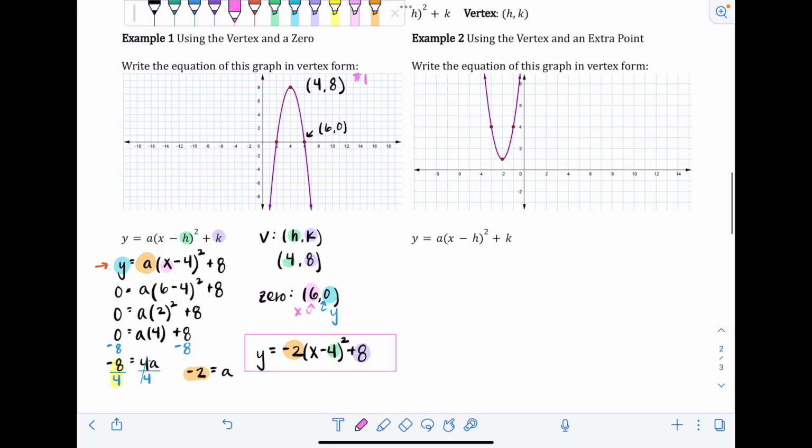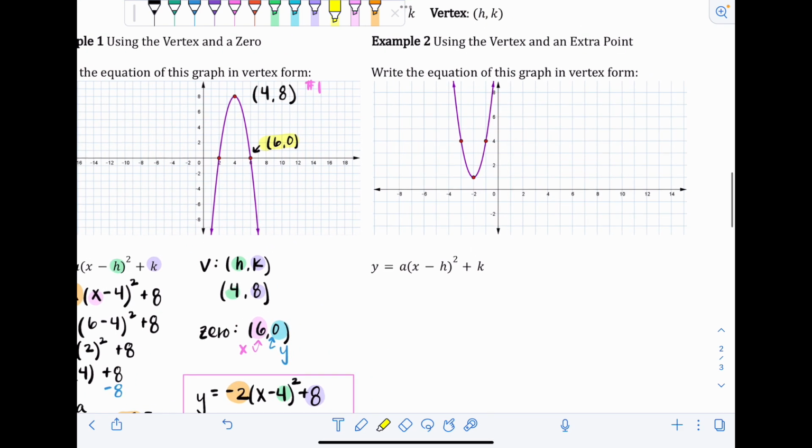So this last example can technically be an extra example if you felt very comfortable with example 1. The only thing that's different about this example is that we're not given an x-intercept. So when we go to solve it, we'll still follow the same steps. We just won't have a point like (6, 0) to put into the equation. We'll have to use a different point. Okay, so example 2: using the vertex and an extra point, write the equation of this graph in vertex form.